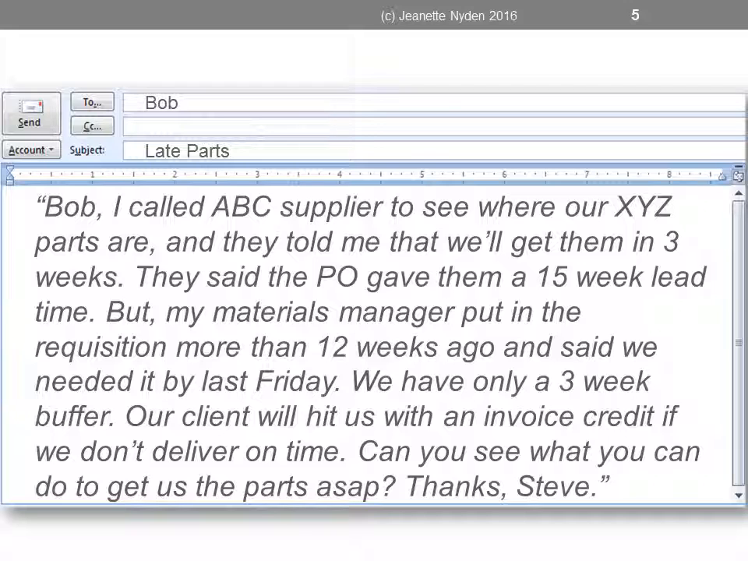Quote, Bob, I called ABC supplier to see where our XYZ parts are, and they told me that we'll get them in 3 weeks. They said the PO gave them a 15-week lead time, but my materials manager put in the requisition more than 12 weeks ago and said we needed it by last Friday. We have only a 3-week buffer. Our client will hit us with an invoice credit, quote unquote, penalty if we don't deliver on time. Can you see what you can do to get us these parts ASAP?